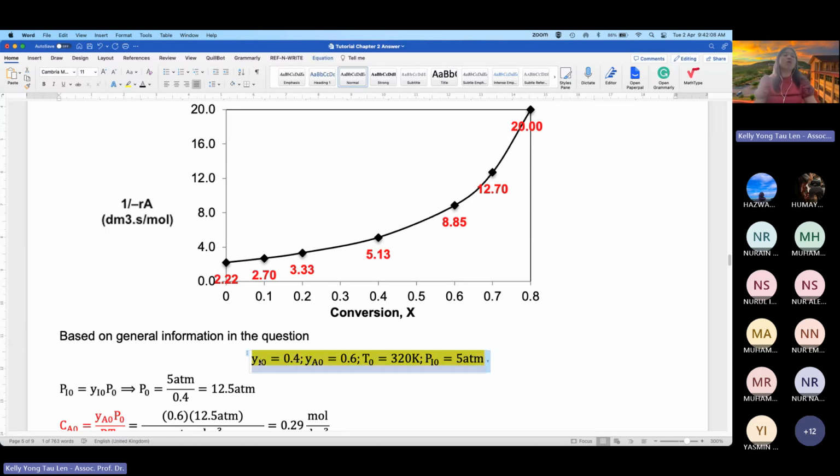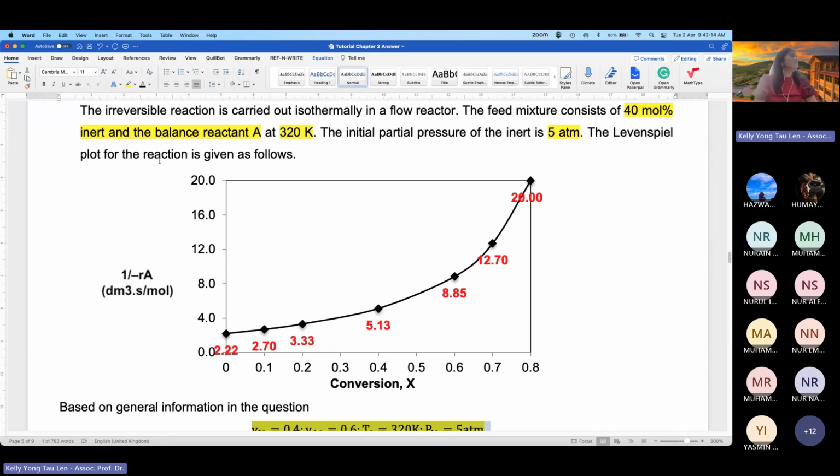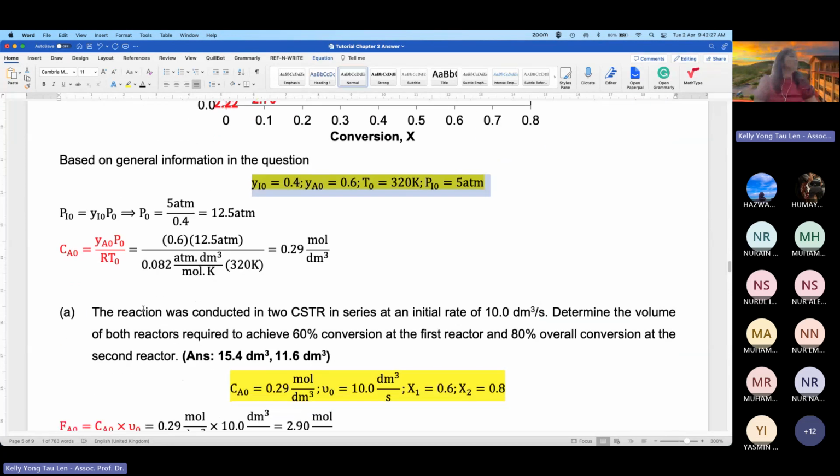So this is all the information they give to us. They say the Levenspiel plot for the reaction is given as follows. So again, they give us the Levenspiel plot: you have conversion versus 1 per minus RA. So let us go first to the question.